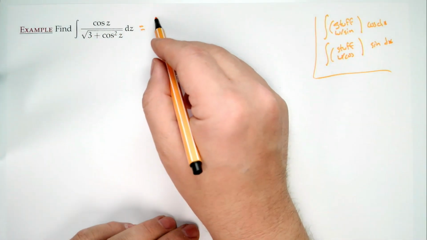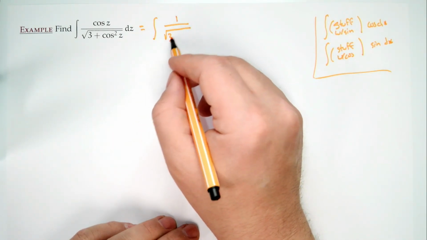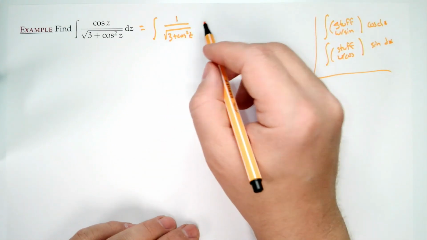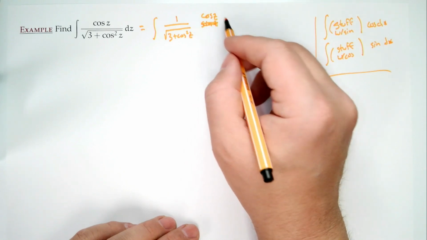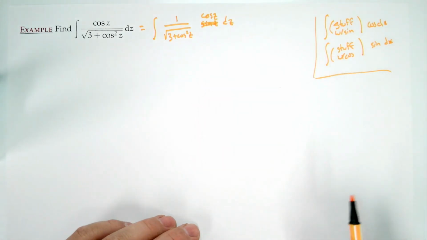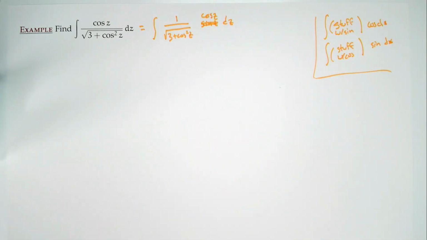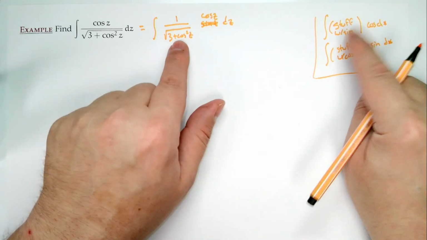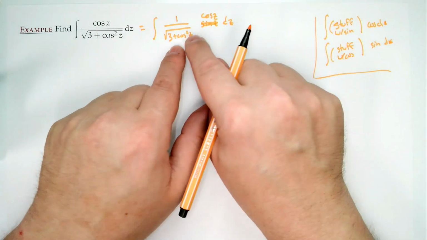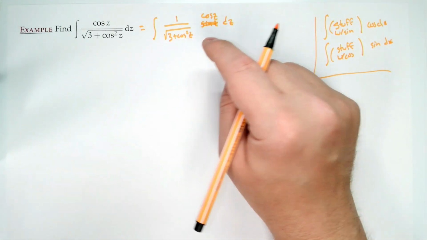So this is suggestive. It's saying, you know, we could rewrite this as 1 over the square root of 3 plus cosine squared z times cosine z dz. Okay? Yeah, that's fine. Now, this would be great. It fits this form if this part, we can make it look like stuff with sine. And here's the thing. Cosine squared is more or less sine squared, because we have that identity.